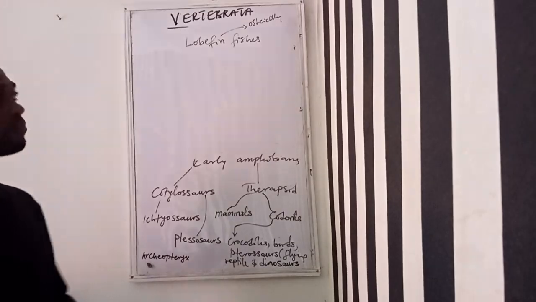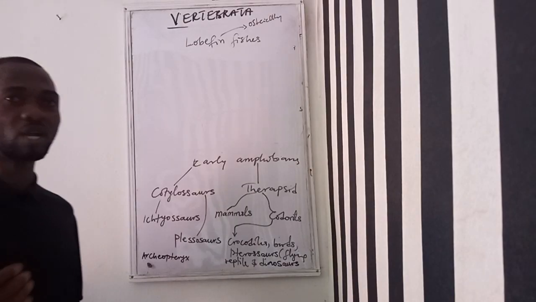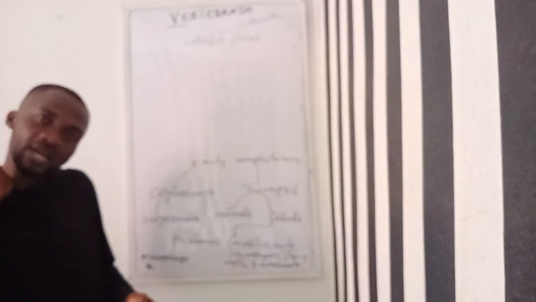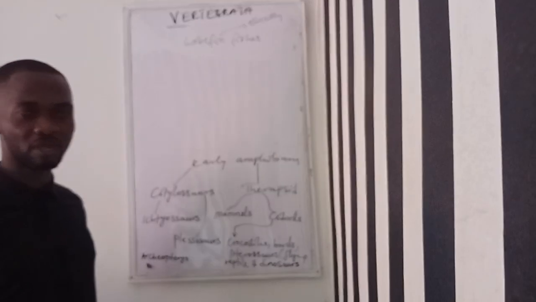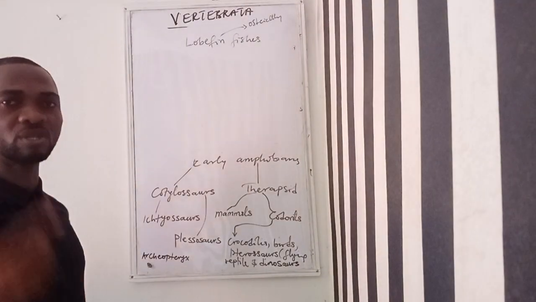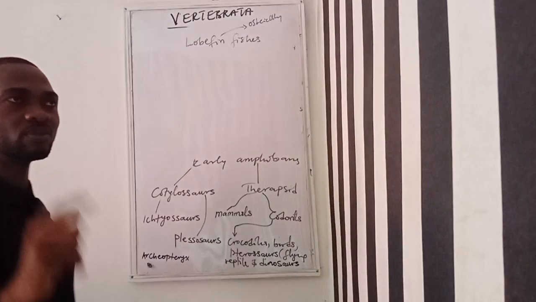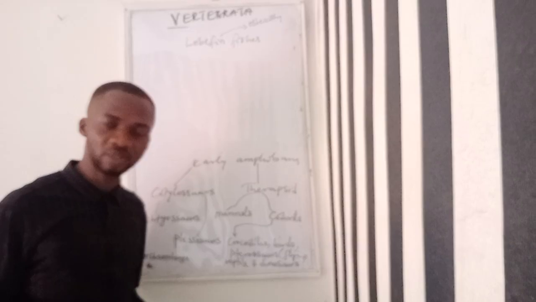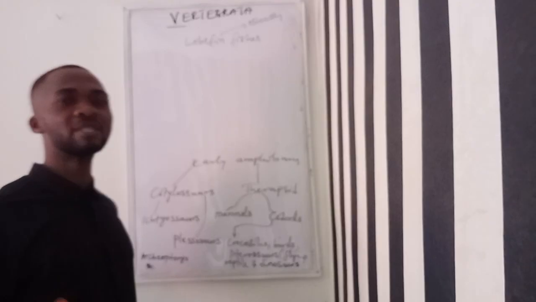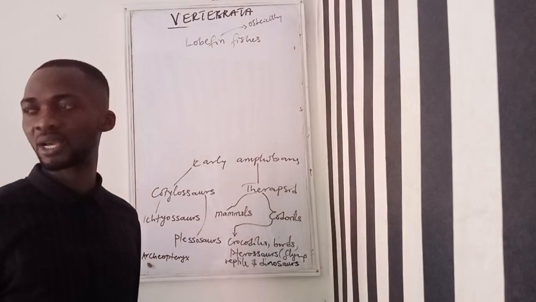Now, lobe fins, even though they are called lobe fin fishes, there are some adaptations or advancements you could see in these lobe fins that made them the ancestors of amphibians. One of those adaptations is the presence of lungs. There is no animal that can breathe with lungs while in water. So what of the amphibians that live in water, or the reptiles that live in water?